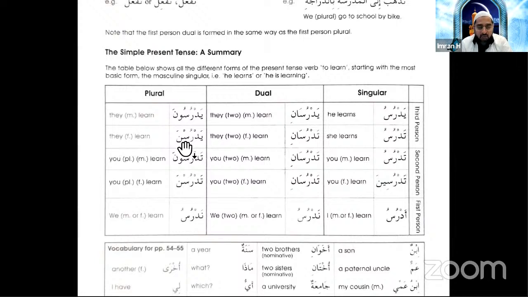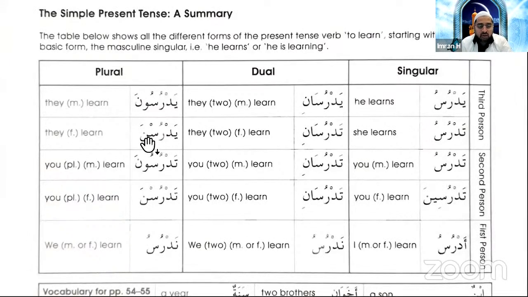Over here, when it was they all male learn, we had the waw noon. Over here, we don't have the waw noon. We only have a noon with a fatha. The ruling is that whenever a noon with a fatha comes in the plural form of they all females, the letter before the noon is always with a sukoon. As you can see, it's got a round dot there. So you read it, yadrusna. Yadrusna.